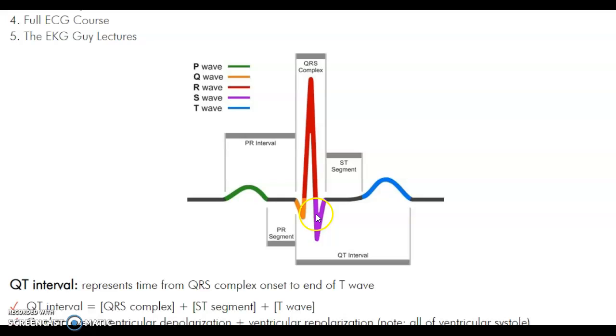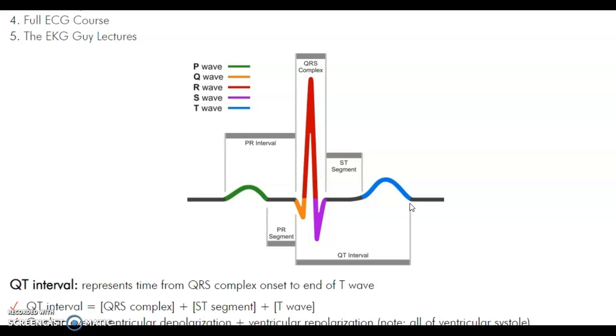Moving forward, when we talk about our ST segment, this is our ST segment. It ends at the S and starts with the T wave. So this is the ST segment. And this in blue is our T wave. And then when we discuss our QT interval, we start with the Q wave and then we end with the T wave. So the QT interval starts with the Q and it ends with the T.